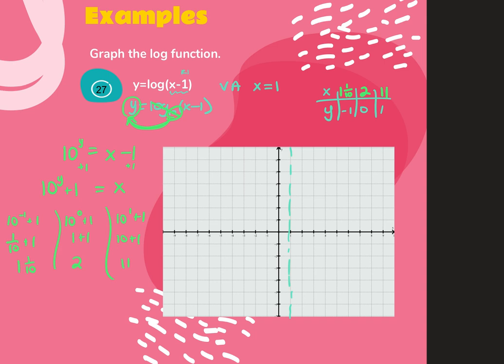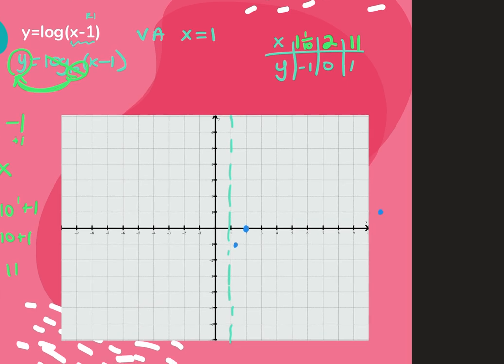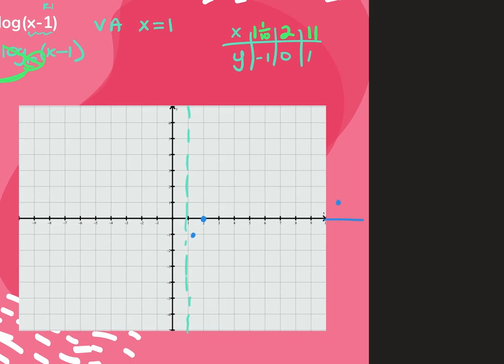Then I go to the graph. 1 and 1/10 and negative 1, 2 and 0, and 11 and 1 would be all the way over here. I'm just going to plot it. And then connect your points.